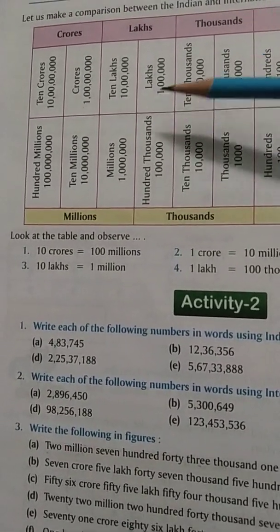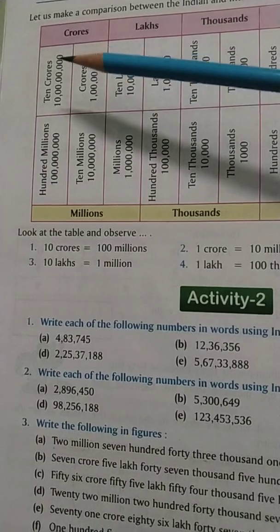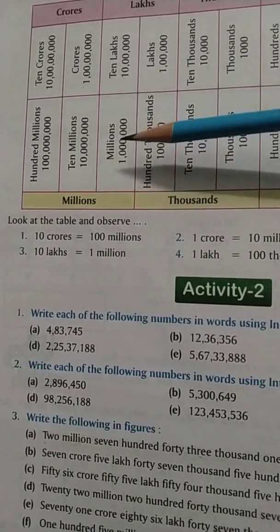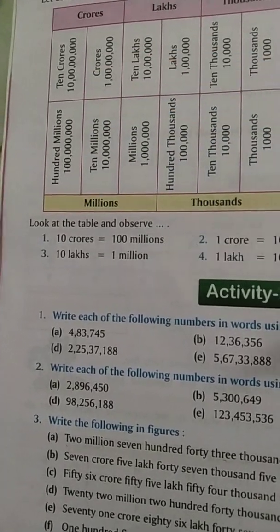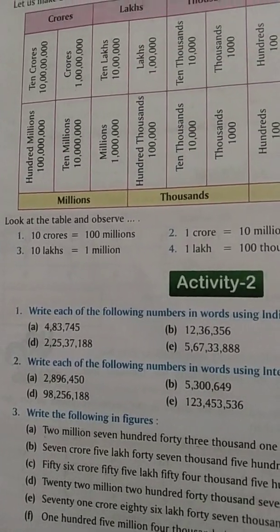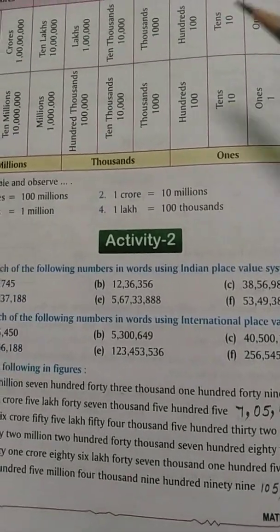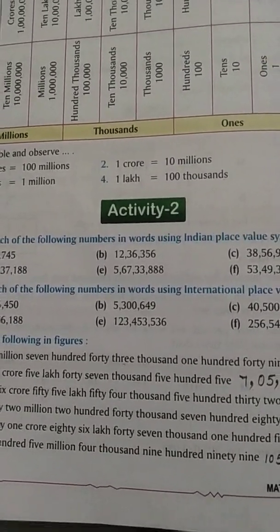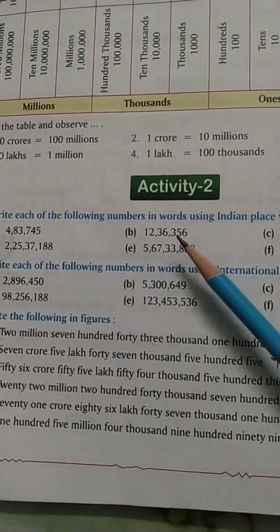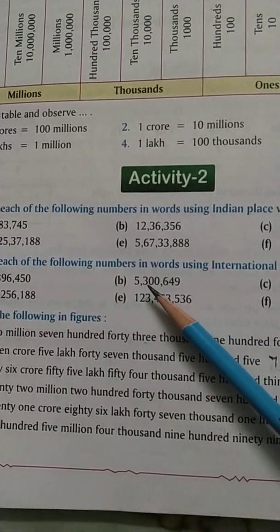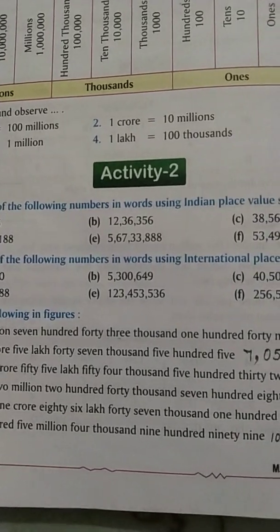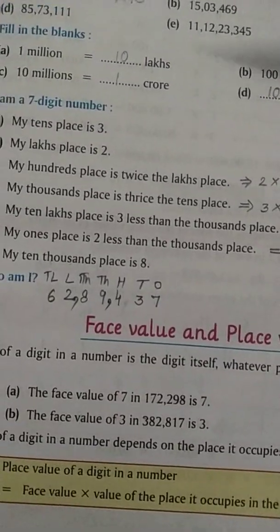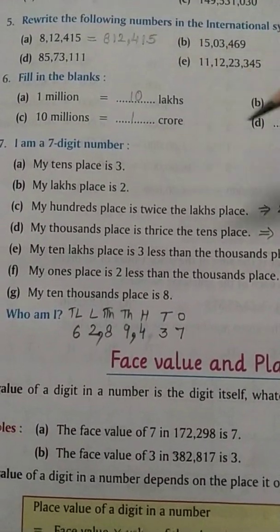Right? So after lakh, there is 10 lakh, crore, 10 crore, and in the international number system, after 100,000s, it is million, 10 million and 100 millions. So, with the help of this table and the number system, you will be able to write the numbers in both ways, whether Indian or international system. After that, there is a question in activity number 2 to compare.